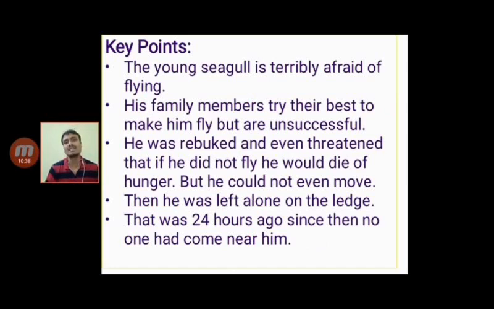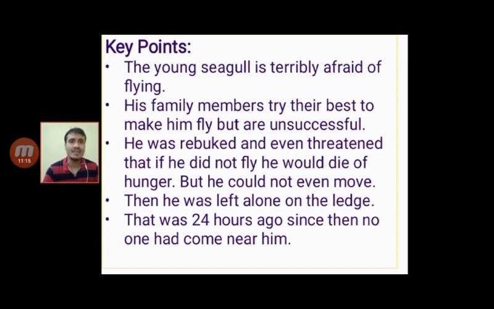Students, now let's discuss the key points of this chapter, and let's try to understand what had happened in this chapter. Here, as I said in the introduction part, this is the story of a young seagull, the one who is terribly afraid of flying. His family members try their best to make him fly, but are unsuccessful.